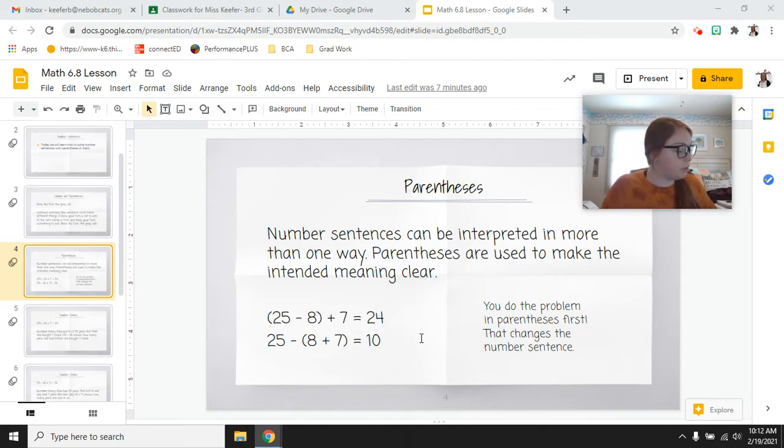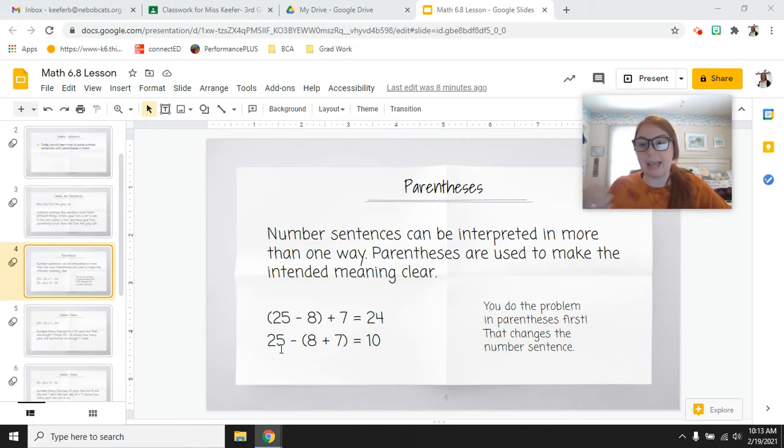So if you look at the first one, 25 minus 8, and then plus 7. See how I even say it? You can kind of tell there's like a pause, just like if there would be a comma in the sentence. So what you would do is 25 minus 8 would be 17. So this here in parentheses would end up becoming 17. And then you would do 17 plus 7, which would equal 24. But if you flip it the other way and you put the parentheses around 8 plus 7, well, 8 plus 7 is 15. So now our problem would be 25 minus 15, which would equal 10.